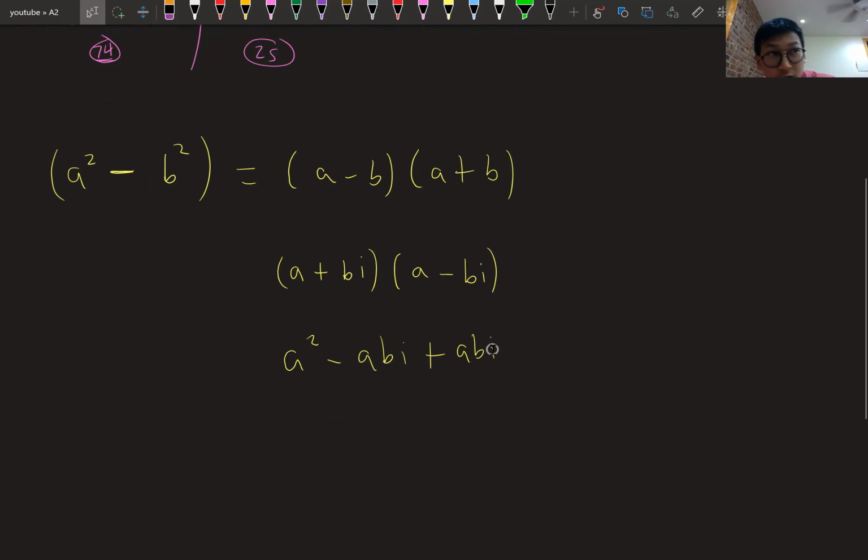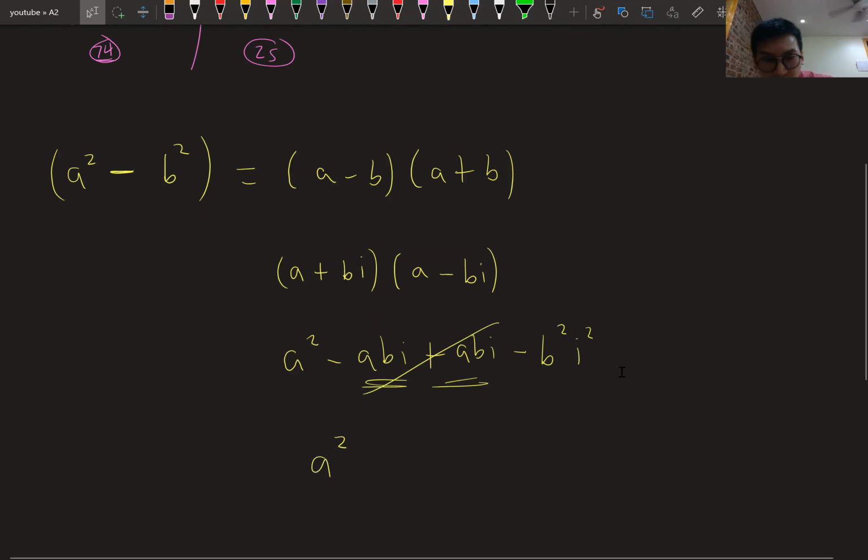Commutative property of multiplication, right? And then bi times negative bi, that's going to be negative b squared i squared. Then look at these inner terms. These will cancel out, and you're just going to get a squared minus b squared i squared.